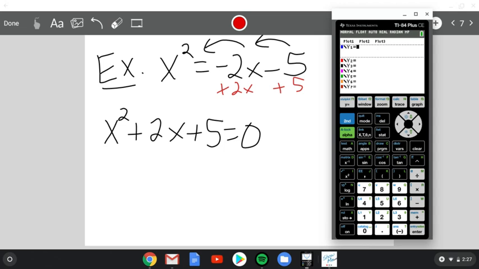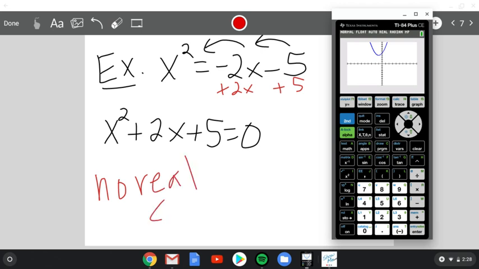So y equals, clear that out, x squared plus 2x plus 5, zoom 6. So we know it's a smiley. The number in front of the x squared is positive. But if it's a smiley and it looks like what we're seeing on the screen, it's not ever crossing the x-axis. So that's the situation where you have no real solutions. And again, that word real is important. Okay, let's try a couple more.